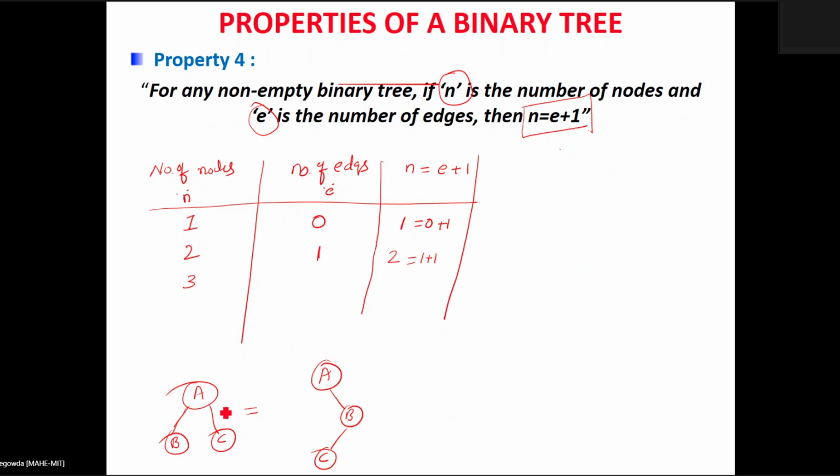If you look at the first example, the number of edges here is 2. Here also the nodes are connected by using 2 edges. So for 3 nodes in a tree, the number of edges required to connect all of them will be 2. I say 3 is equal to E plus 1. E is nothing but 2, plus 1, that is nothing but 3. Again it is satisfied.